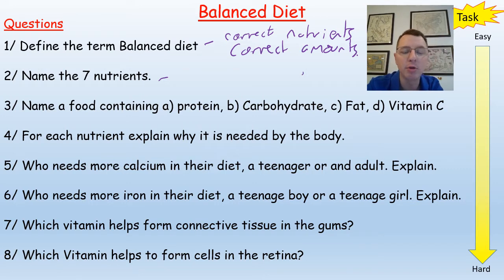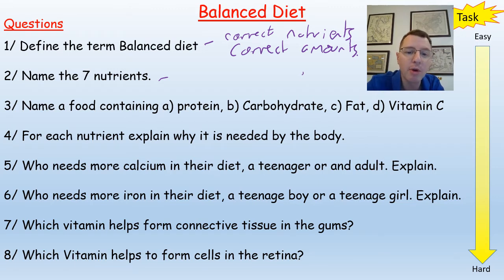Name a food containing a protein. Well, we could have red meat, or perhaps if you're vegetarian, we could have nuts and beans. A food containing a carbohydrate, we could have something very healthy like rice or bread, or something unhealthy like a sugar donut or some crisps. Name a food containing fat. Well, again, we could go with crisps, we could go with burgers, we could go with almost any fried food. They all contain some fat. A food containing vitamin C. We could have oranges or limes or strawberries, lemons, any citrus fruit really.